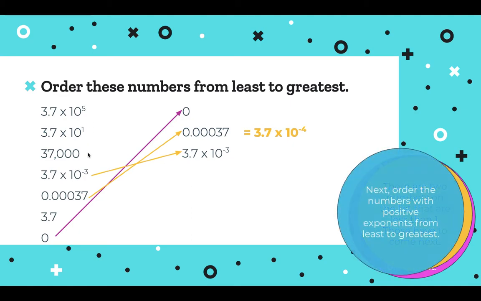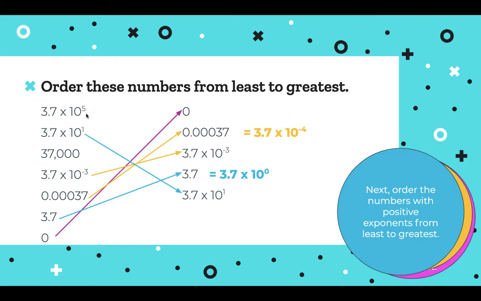And what we need to do next is order the numbers with positive exponents from least to greatest. So let's do that. If we were going to look at this 3.7, this would be times 10 to the 0 power because we're not moving it. So 3.7 times 10 to the 0 power would be our scientific notation for this one. That's going to be our next smallest. Then we look at 3.7 times 10 to the first power, because 1 is bigger than 0.